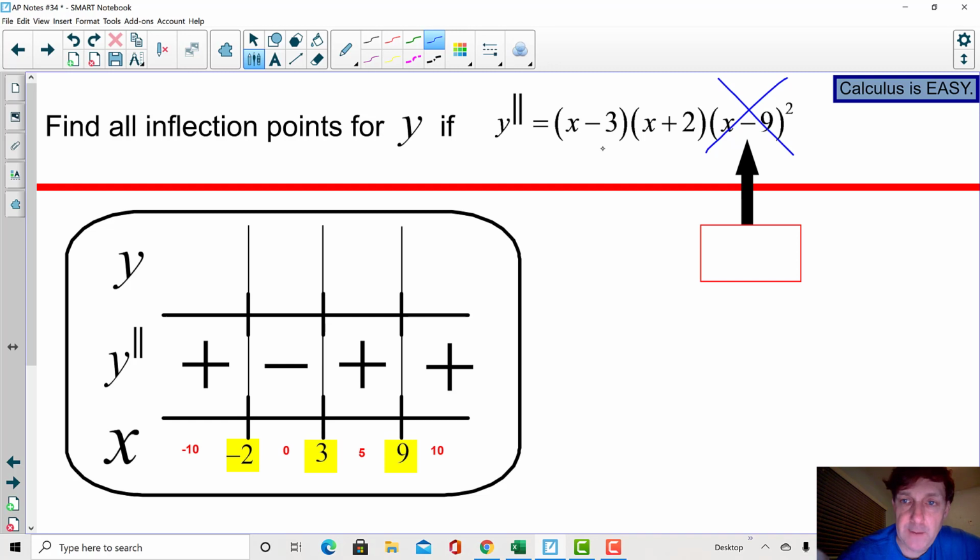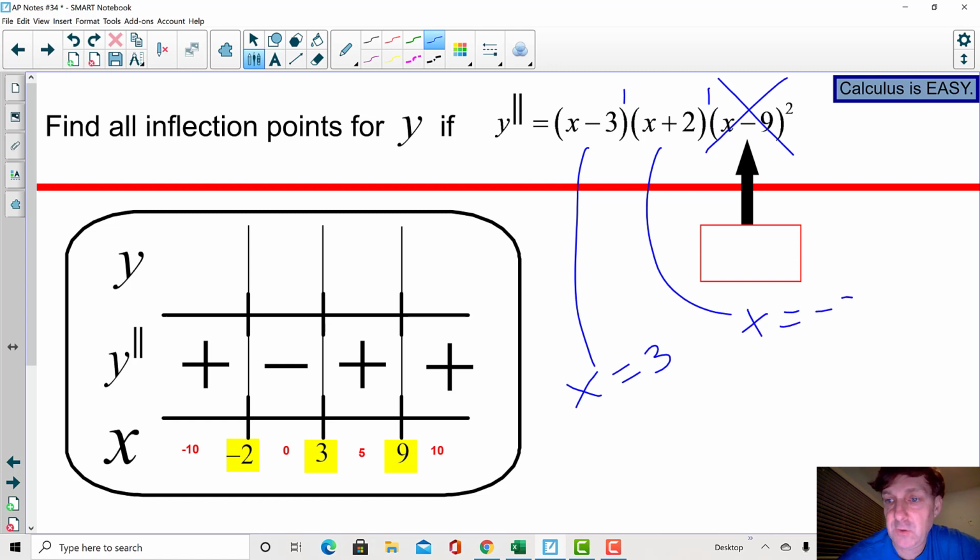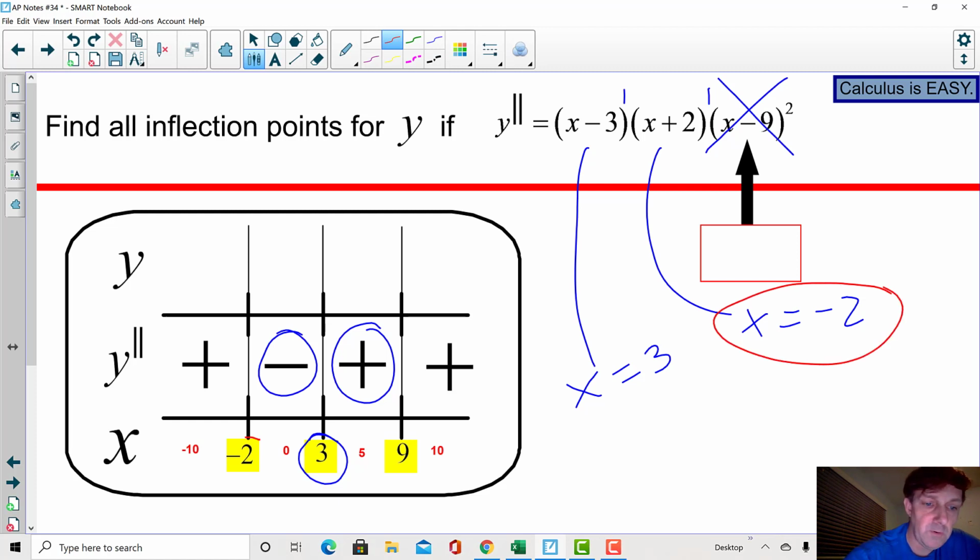Now, I already said we're ignoring this one because it's always positive. But something else is happening at these spots. Because they're odd powered, anytime it's an odd power, it's going to change at that spot. So it's going to change at x equals 3, and it's going to change at x equals negative 2. So when I get to x equals 3, I'm going to change from positive to negative. I'm also going to change when I get to negative 2. I'm going to change from negative to positive.